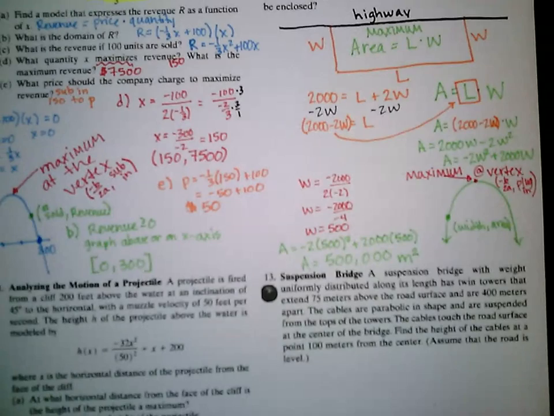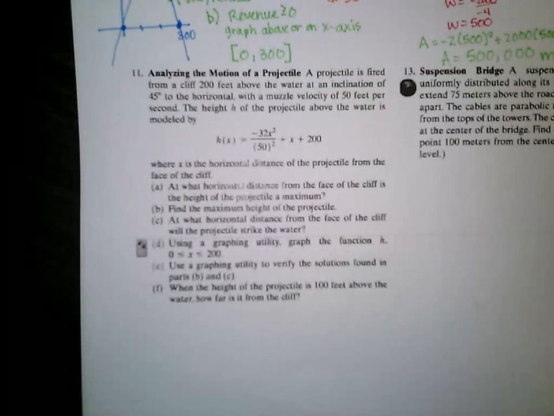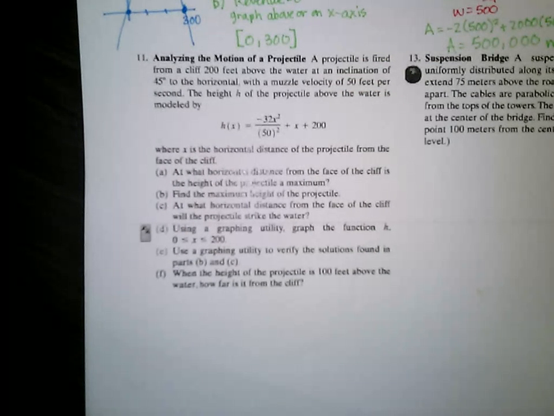Okay, what's next? Analyzing the motion of a projectile. This is a pretty common application of a parabola, because whenever you throw something, gravity starts pulling that object to Earth, and that makes the path of the object look like a parabola.